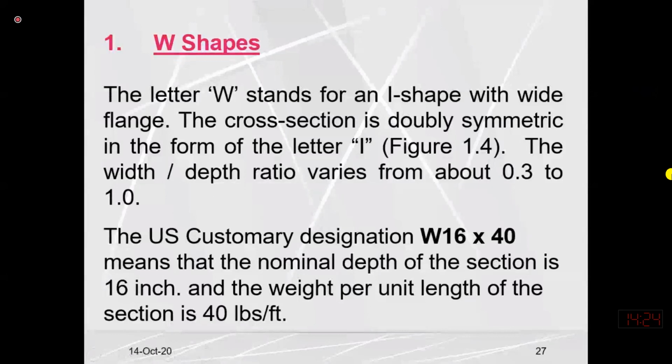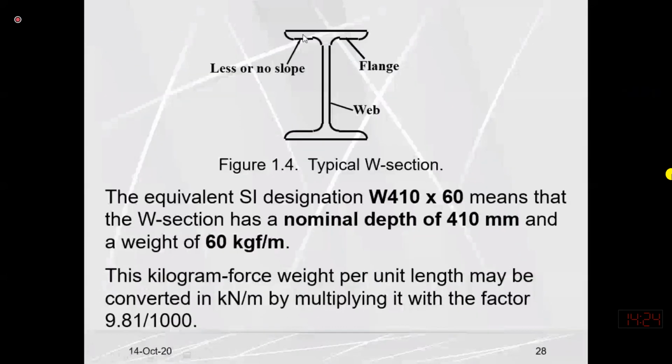So 0.3 to 1.0 means that, again if I come back to this, the flange length is equal to 30% to 100% of web. It means that in most of the cases the width of the flange is more than 30% of height of the web. So in other words, the width of the flange is always less than total depth of the girder.